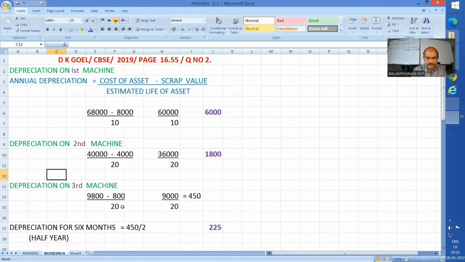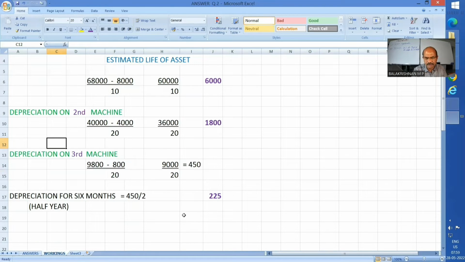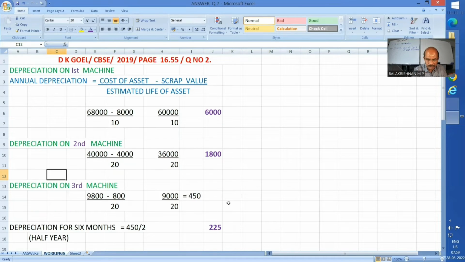Third machine: the machine did not serve the full year from the date of purchase. It was purchased only in the middle of the year. So full year depreciation is 450. How? Cost of the asset minus scrap value upon 20 years, so it comes to 450 rupees. But for the first year I need only half year depreciation, that is divided by 2, 225. So the depreciation part is over, right?